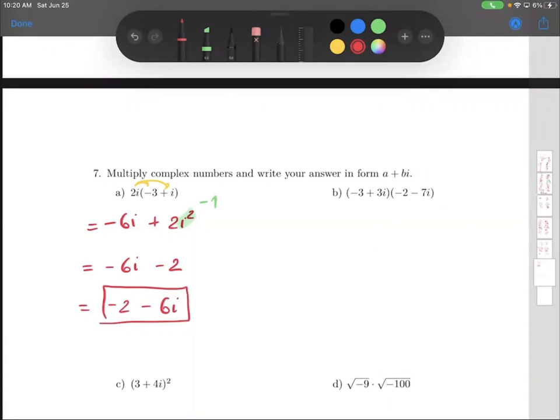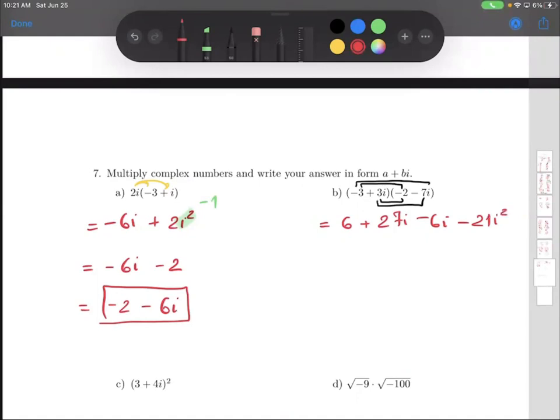B, you have to FOIL it because there's two binomials. So first, negative 3 times negative 2 is positive 6. Negative 3 times negative 7i is positive 21i. 3i times negative 2 is minus 6i. Last, 3i times negative 7i is negative 21i squared. Do one step at a time. Okay, don't try to shovel several steps in your head. You make mistakes.